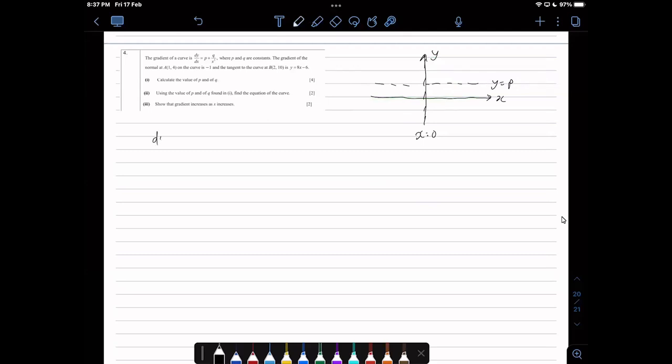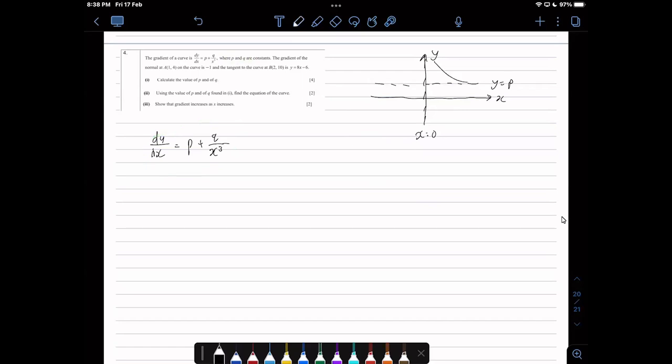What you need is... oh right, I haven't taught you integration. Okay, now's a good time, I guess. P and Q are constants in this equation. Okay, the gradient of the normal at A(1, 4).